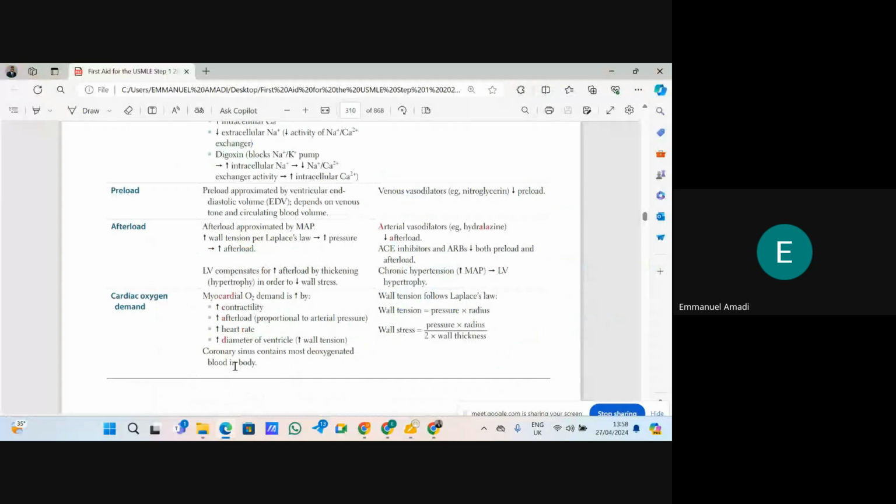Now, if you look at the oxygen demand in the heart, the oxygen demand and the oxygen supply will have to be balanced. What you're requesting and what they are giving you should be balanced. Now, there are certain things that increase oxygen demand: contractility, afterload, heart rate, and diameter of the ventricle. All this increases oxygen demand. Think about it when you're running. Let's use you as an example to look at what happens to the heart. If the heart is beating at a faster rate, the oxygen demand will increase.